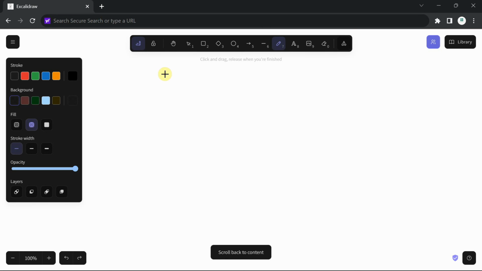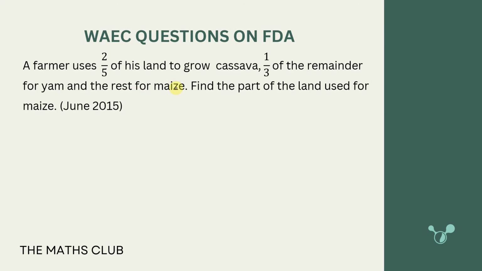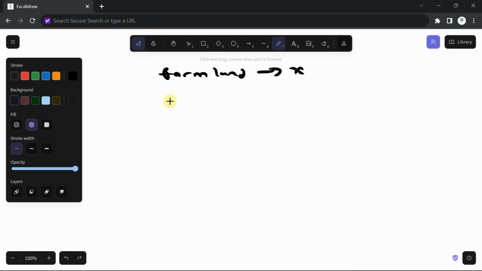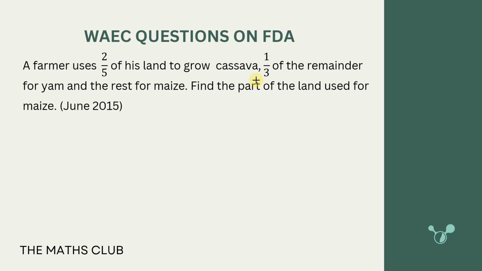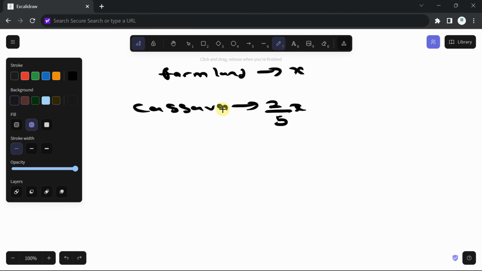So imagine if the man's farmland is X, right? So it says he uses 2/5 of his land to grow cassava. So for cassava, he used 2/5 of X. And it says he uses 1/3 of the remainder for yam and the rest for maize, right? So he uses 1/3 of the remainder. So from this guy here, what is the remainder?